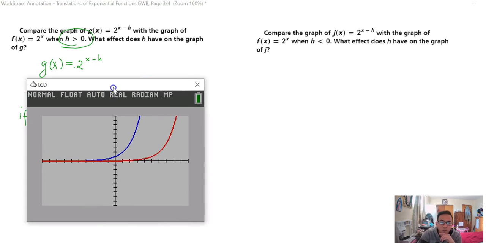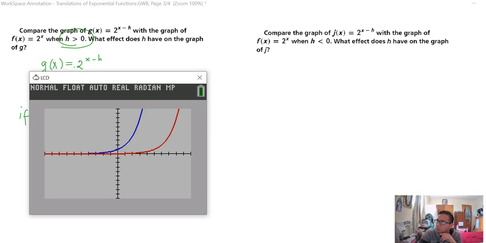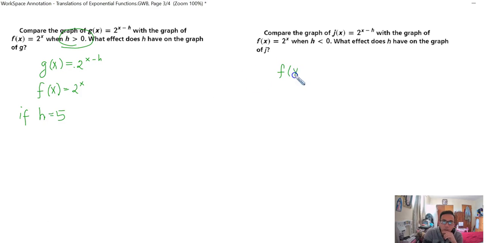How about if we do the same on this second one? We do it the same way. F of x is still the same, f of x is equal to 2 raised to x. However, here, because it says h must be less than 0, I will let g of x be equal to 2 raised to x minus h. And if h is equal to -3, what will happen?